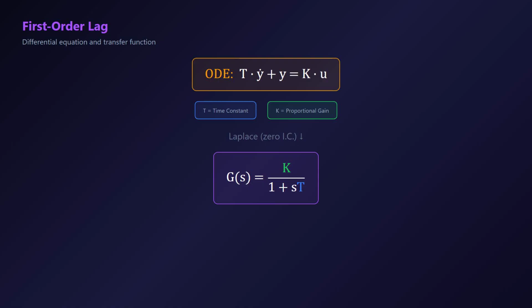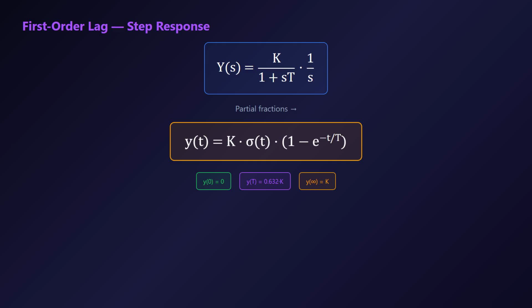Next, we study the first order lag. Its differential equation is T times y dot plus y equals K times u. Here, T is the time constant and K is the proportional gain. Taking the Laplace transform with zero initial conditions, the transfer function becomes g of s equals K over 1 plus sT.